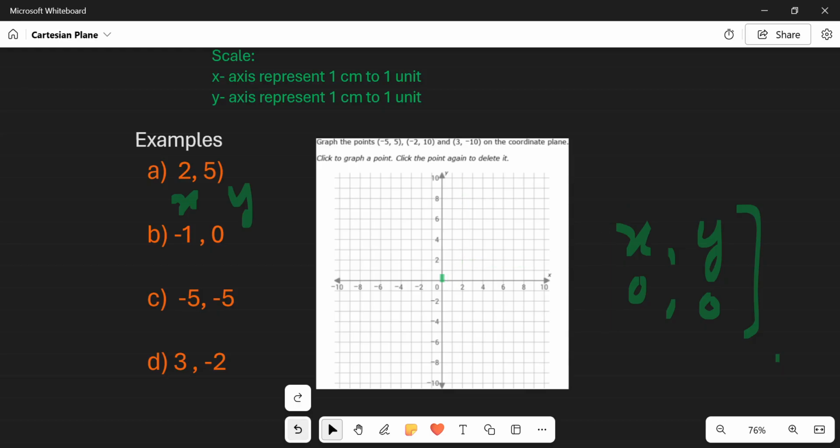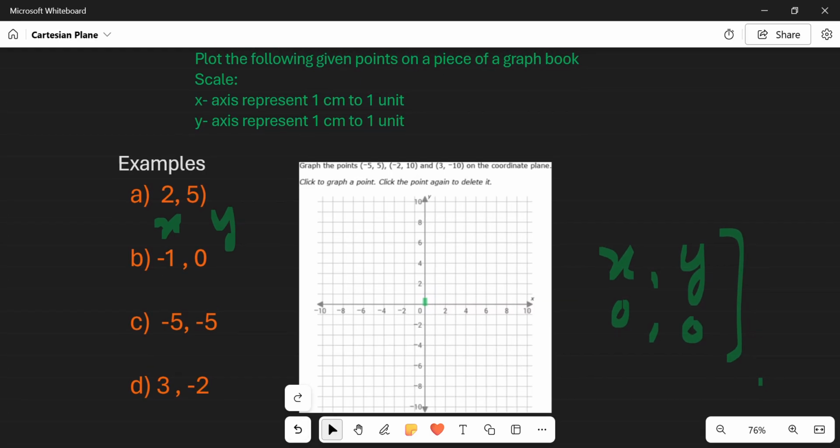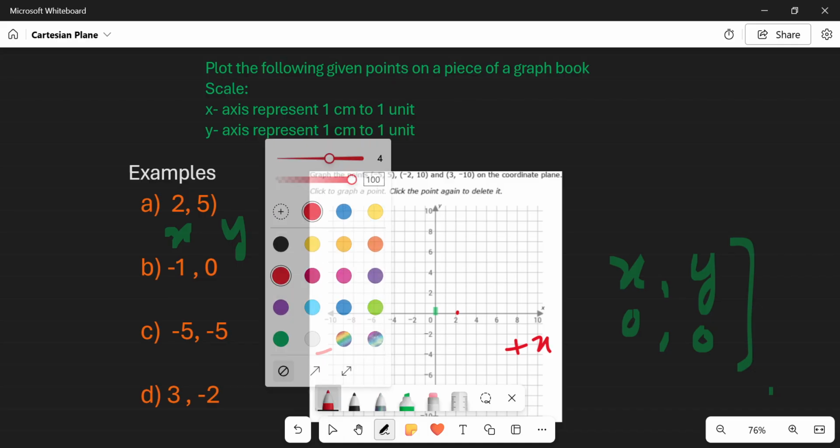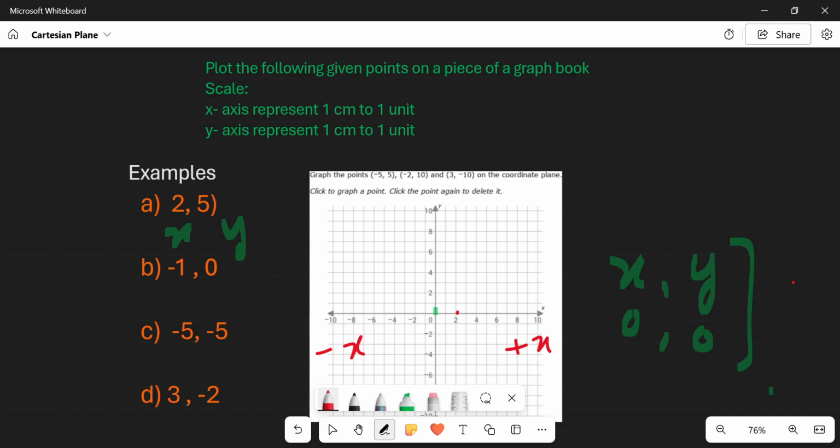The first one says x is 2. So where is x equal to 2? Can you see this number here? This is 2. Here is the x-axis, with the positive x-axis this way and the negative x-axis the other way. The positive y is up, and the bottom numbers are negative y.